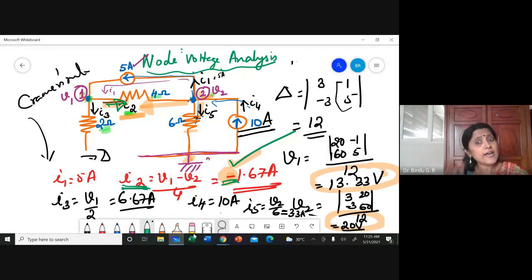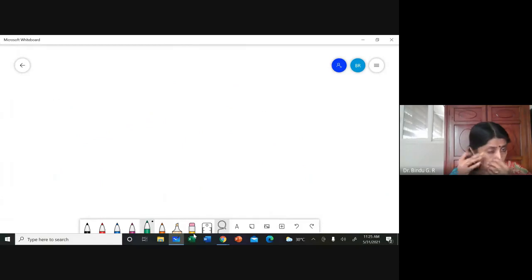That is all. And that is understood from this negative sign. Okay, that is node voltage analysis. We'll do one more problem and then stop.